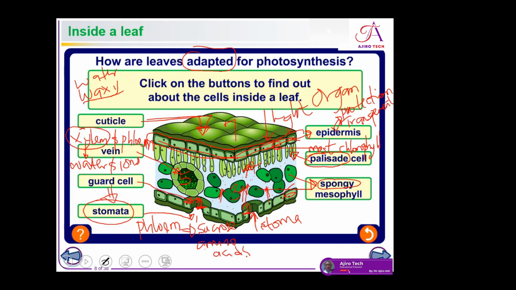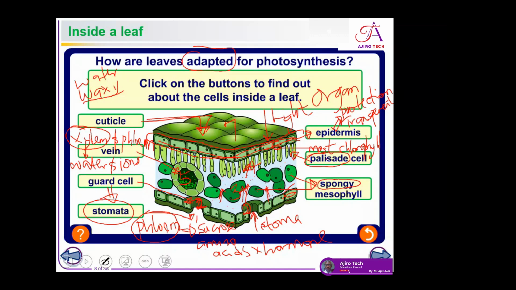So please take note of these two, xylem and phloem. Sometimes we also say that the phloem transports hormones too. So anything food, phloem. The only thing xylem transports is basically water and mineral ions. So that's it with the structures of a leaf. Any question? No. Okay, let's do this class activity.